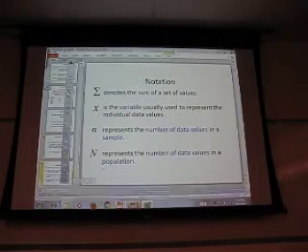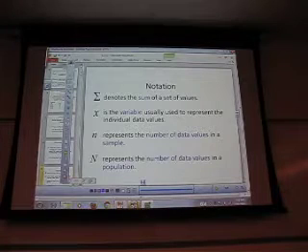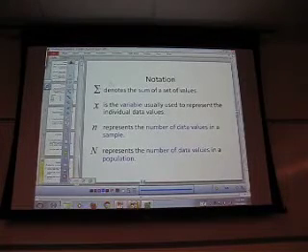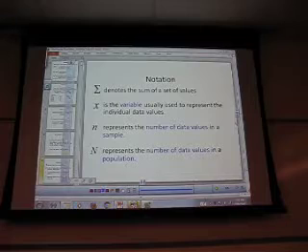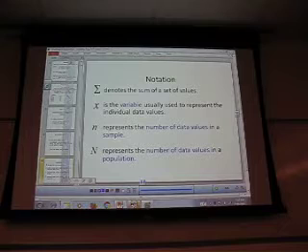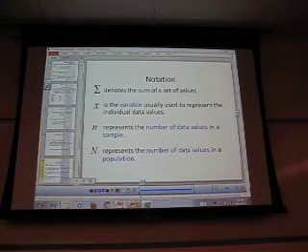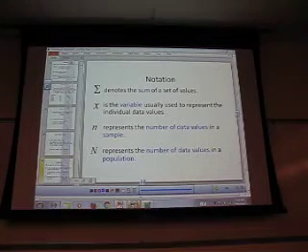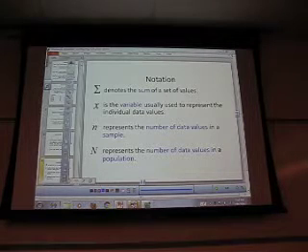Here's some notation, if you guys remember: capital sigma is the sum of all the values. That's the sum symbol. If you were not here last class, this is on page 4 of your notes from last class, and you should make sure that you have these filled in. X is the variable usually used to represent individual data values. n, your sample size, the number of data values in the sample. And capital N, your population size.